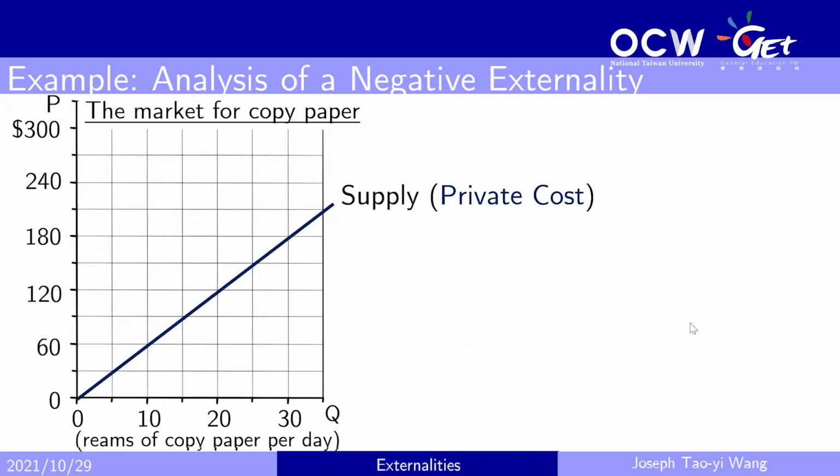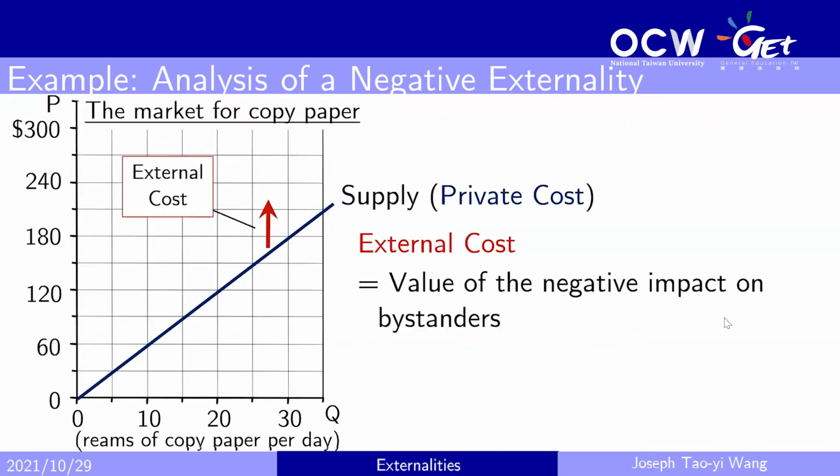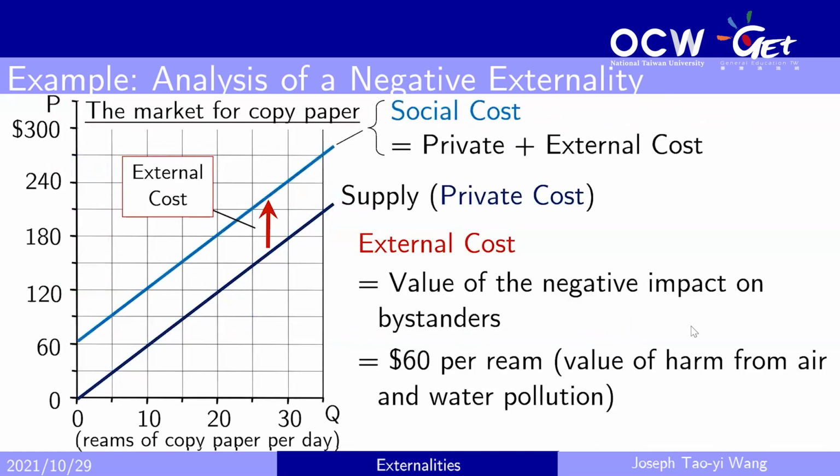And that's the problem. So suppose, let's go back to the market for copy paper. You have an external cost. So that's the value of the negative impact on bystanders, say 60 NT dollars per ream. So this is the value of the harm, like say water and air pollution that's created for producing this copy paper. So the social cost, this blue line, is the sum of this private cost plus the external cost. In our example, the external cost is the same. It's 60 NT dollars regardless of the quantity supplied. It could be different, but in our simple example, it's $60 fixed.